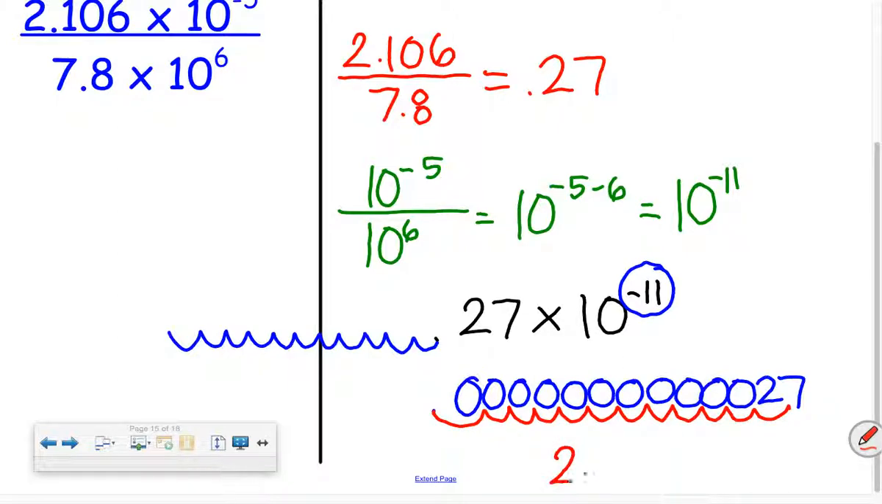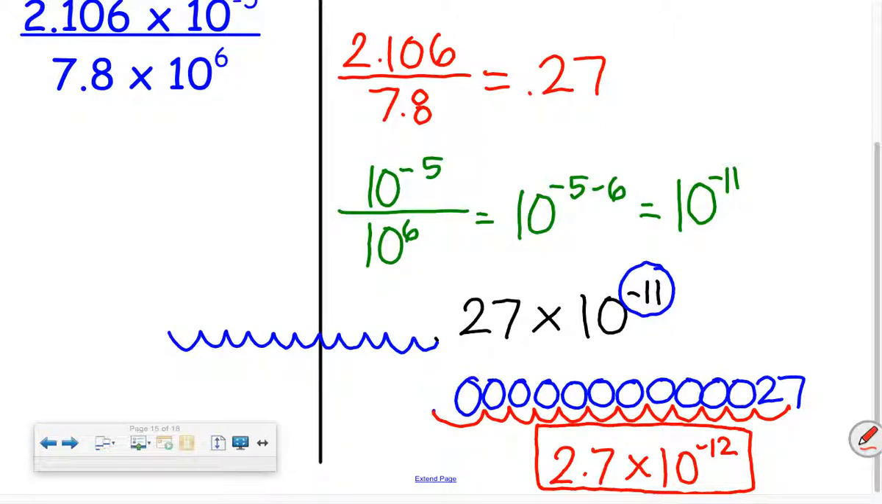So my answer is 2.7 times 10 to the negative 12. It's negative 12 because that number is a really small number. So my exponent is negative.